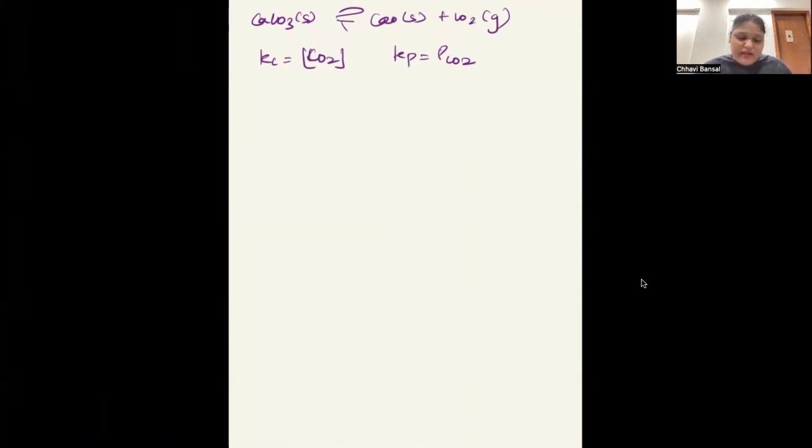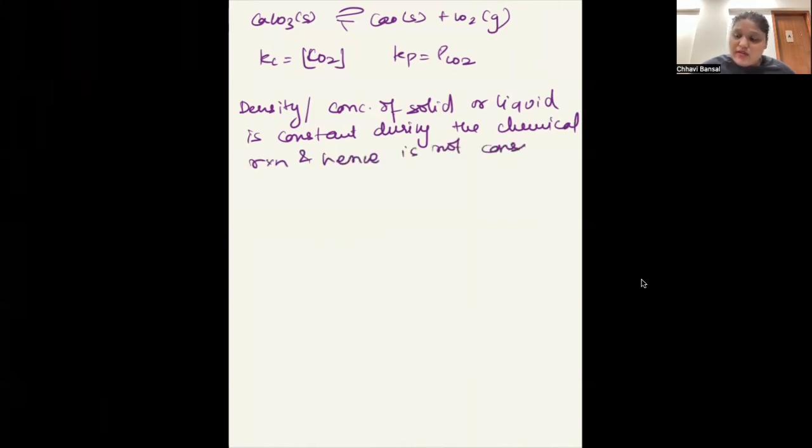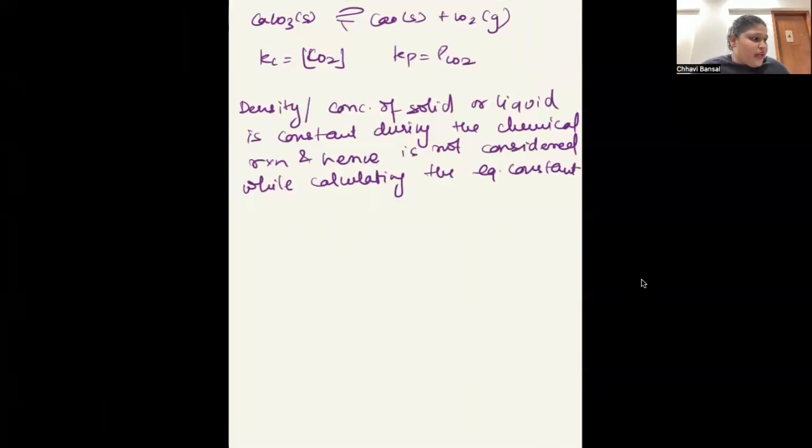Clear? So this is what we have to do when we calculate the equilibrium constant. Keep this point in mind: the density or concentration of a solid or liquid is constant during the chemical reaction, and hence is not considered while calculating the equilibrium constant.